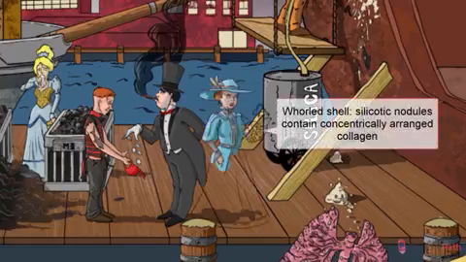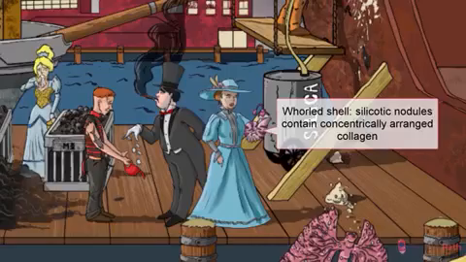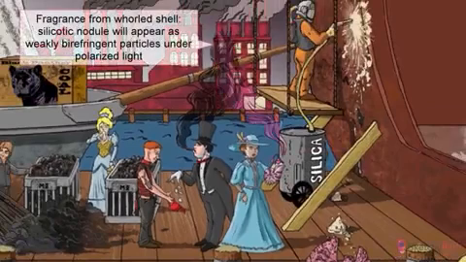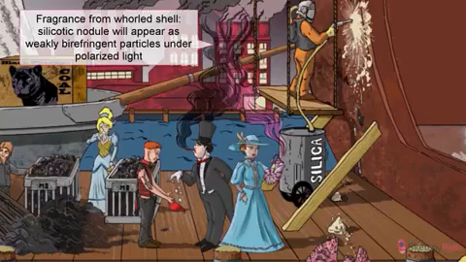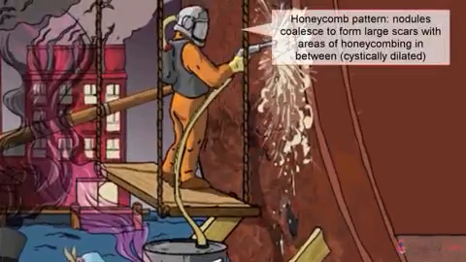If you take a look at one of these silicotic nodules under the microscope, you'll see concentrically arranged collagen fibers. This whorled appearance is embodied by this whorled conch shell, held by Angela Lansbury over here. You can also look at the nodules under polarized light, which will reveal weakly birefringent silica particles. At Sketchy, birefringent means birefragrant. Silicone. As the disease progresses, the nodules coalesce to form large scars.